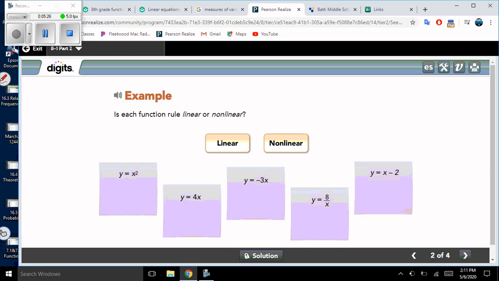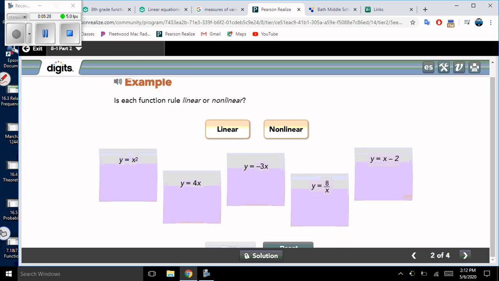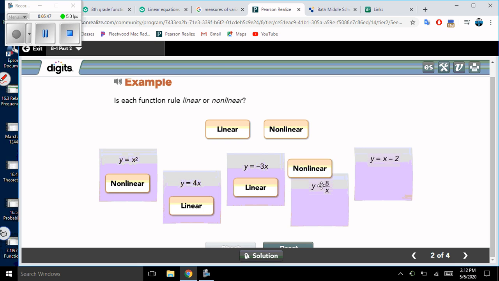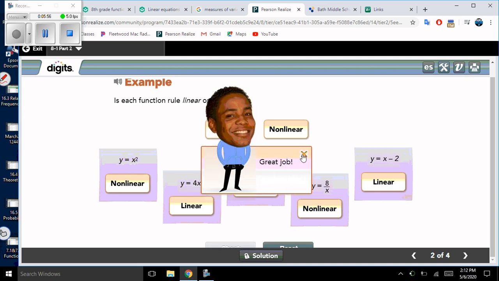If I take a look at this one, is the function rule linear or nonlinear? So again, based upon what we just went through, we obviously should be looking at this and saying, all right, this one we just said was nonlinear. We said this one was linear because it's in the form of y equal mx plus b, where b would be 0. This one would also be linear. This one would be nonlinear. And this one's in the form of y equal mx plus b, so that one is linear. All right, so if we checked all those out, we should be good to go.